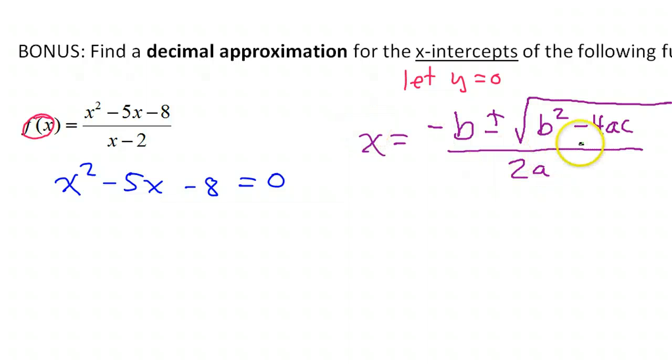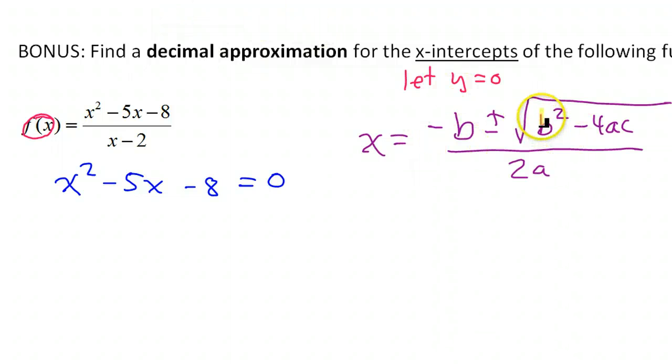To help us remember that, we used to have a song. I don't know if I can sing because I'm losing my voice. I'll try. It was like opposite of b plus or minus square root b squared minus 4ac all over 2a. Wow, that was awful.